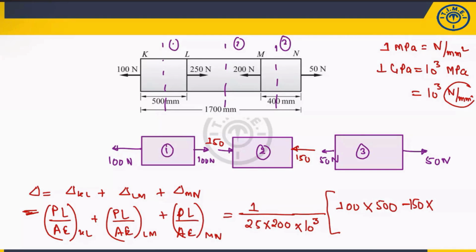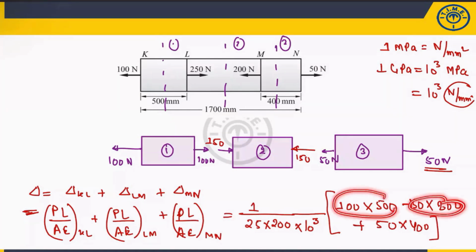Sir, from this 1700, I have to subtract this 500 and 400. Means 1700 minus 900, 800, sir. 800. That means this length is 800, plus what is the force? 50 Newton into 50, 400. Okay, so you got the P into L value. A and E are constant; that's why I've taken them outside.